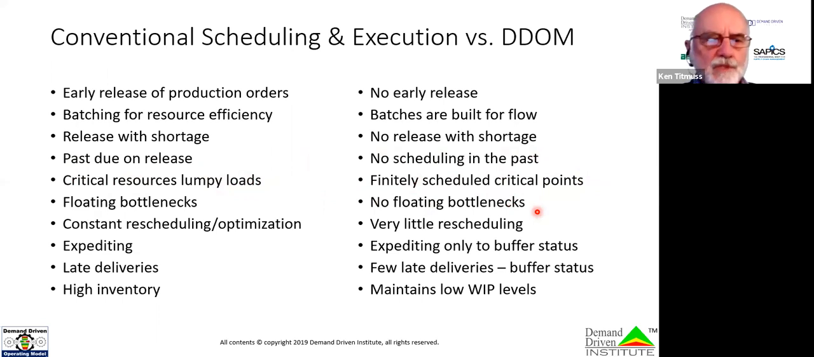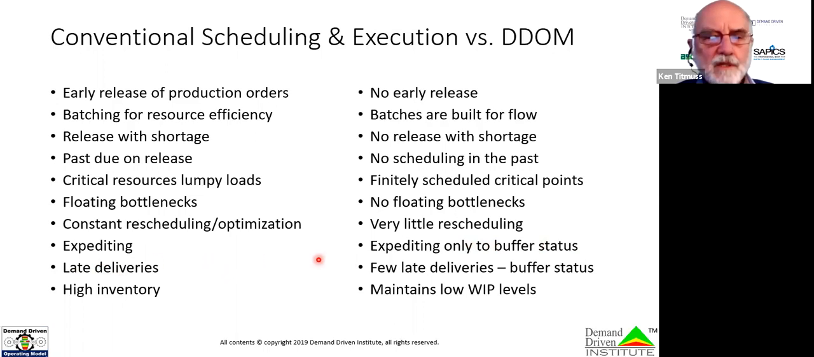We set up those control points or buffers or drums. Constant rescheduling and optimization with traditional planning, but we have very little rescheduling. I'm not saying you're not going to have any rescheduling because things do go wrong, but it would certainly be less than in a traditional system. Lots of expediting traditionally. We only expedite to buffer status here. So we're looking continually at the buffer status, and if the on-hand balance descends into the bottom half of the red zone, then yes, we'll get an expedite warning.